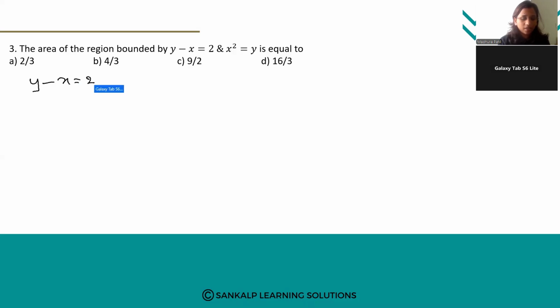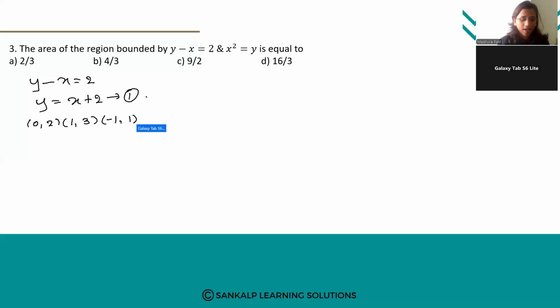In turn it can be written as y equals x plus 2. Now clearly it is the equation of a straight line. Am I correct? So if you need to plot, you can take a few values and check. Say if I take x as 0, I'll get the value of y as 2, correct? If I take x as 1, I'll get y as 3. If I take x as minus 1, I'll get y as 1, okay?